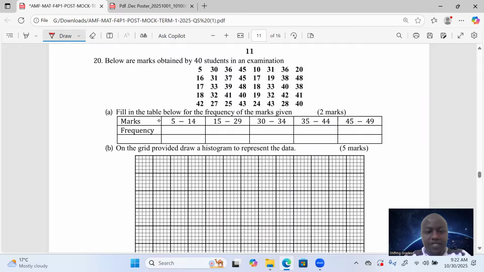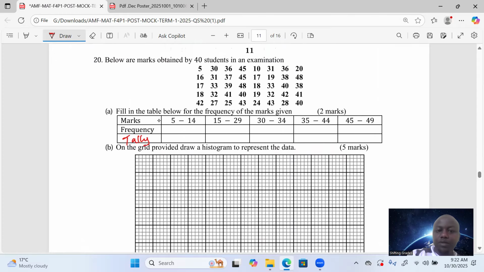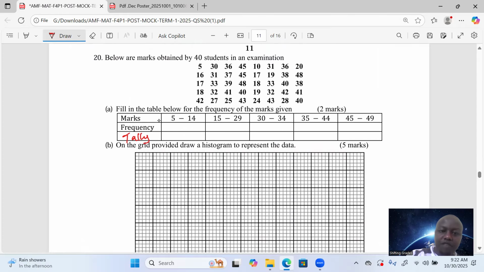Here, I must come up with what we call a tallying column. So allow me use the space here. We can rub it later. Allow me use it as the tallying space now, so that if I mark 5, for example, I place a stick at 5. If I mark 16, where does 16 lie? Here. 17, same class. 18, same class.